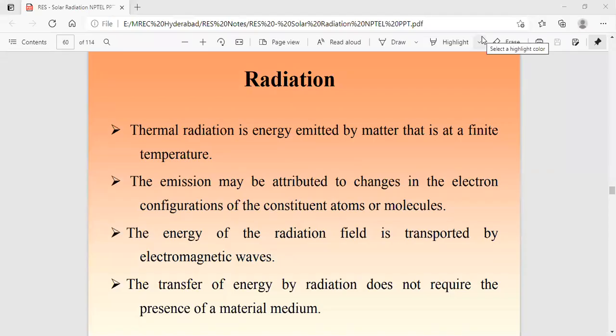So today we are going to discuss solar radiation. Thermal radiation is energy emitted by matter that is at a finite temperature. The emission may be attributed to changes in the electron configurations of the constituent atoms or molecules. The energy of the radiation field is transported by electromagnetic waves. The transfer of energy by radiation does not require the presence of a material medium.